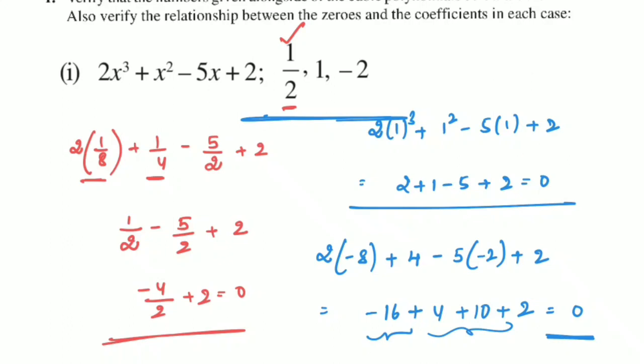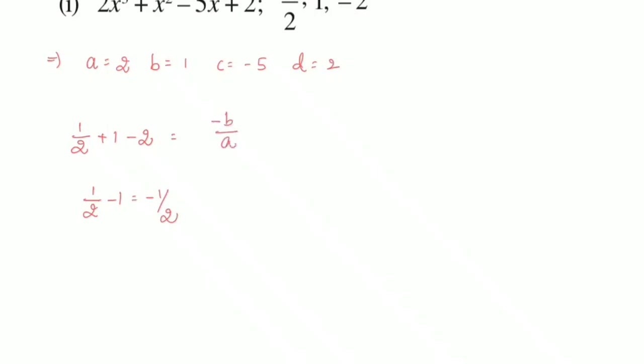Now we'll try to verify their relation. From the given polynomial, first write down the values. a is 2, b is 1, c is minus 5, d is 2. First, the sum of zeros, that is 1 by 2 plus 1 minus 2. This is 1 by 2 minus 1, which is minus 1 by 2. But this is actually minus b by a. So I can say minus b by a is minus 1 by 2. So the first one, we have verified it.